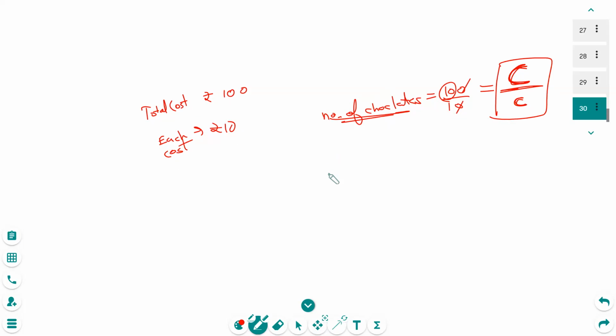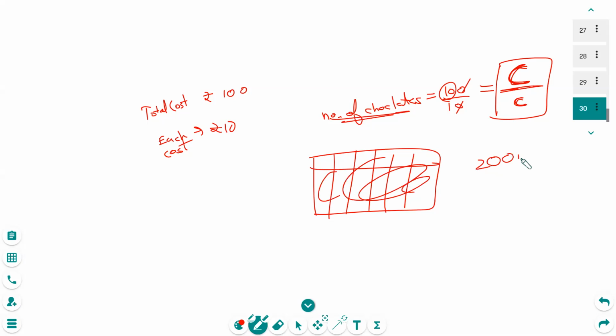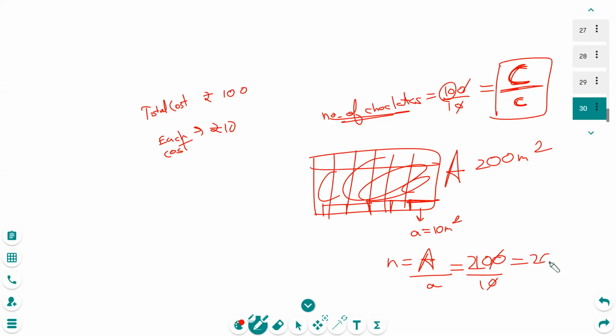If I have a wall here, and the area of the whole wall is, say, 200 meters square, and I have to place tiles on this wall, where the area of each tile is 10 meters square, and I ask you the number of tiles needed to cover the whole wall, you will just divide the bigger area by the smaller area. So you get 200 divided by 10. There will be 20 tiles needed to cover this area, right? So for finding the quantity of something, we just divide the bigger thing by the smaller thing. Is this clear?